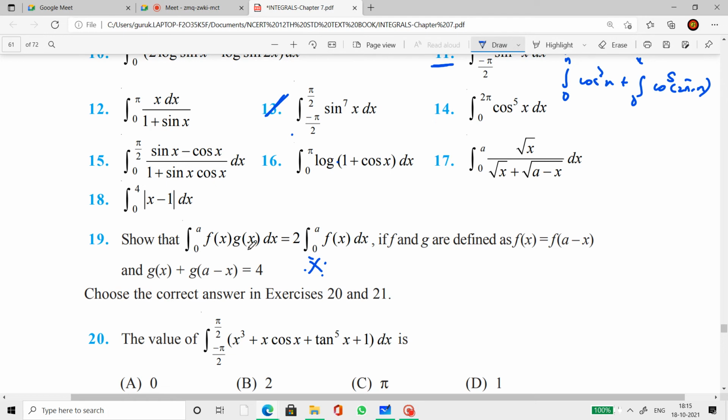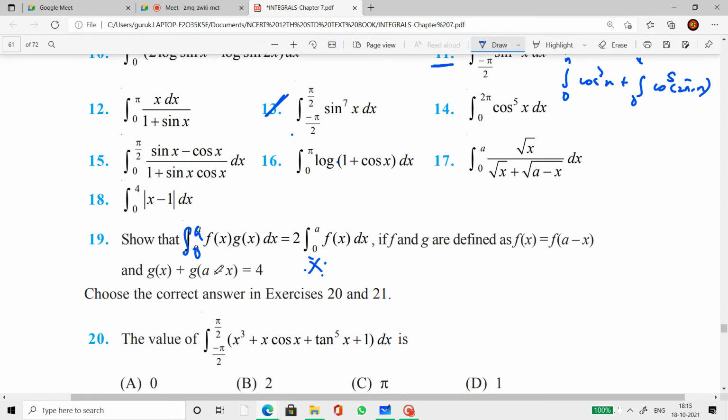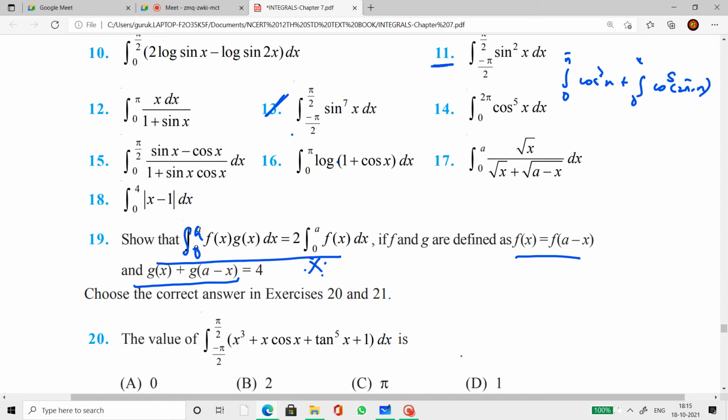Question number 19. Show that integration 0 to a f of x into g of x dx equals 2 times integration 0 to a f of x dx, if f of x is equal to f of a minus x and g of x plus g of a minus x is equal to 4. So these two are the given information to us. Using this, we have to prove this.